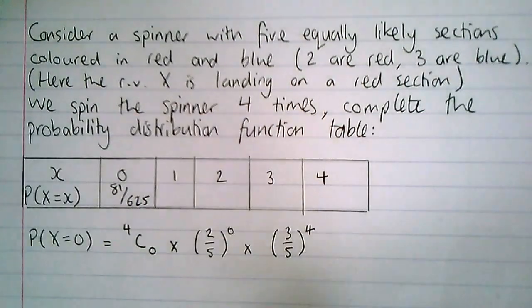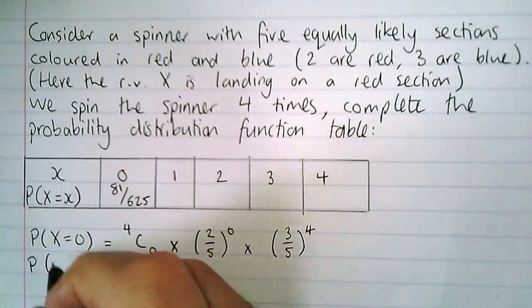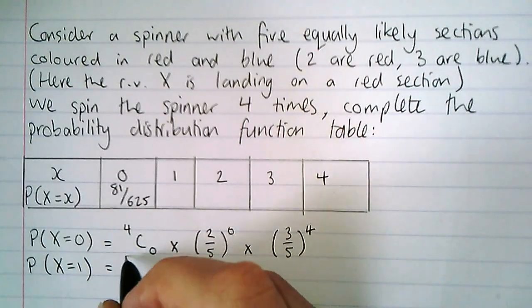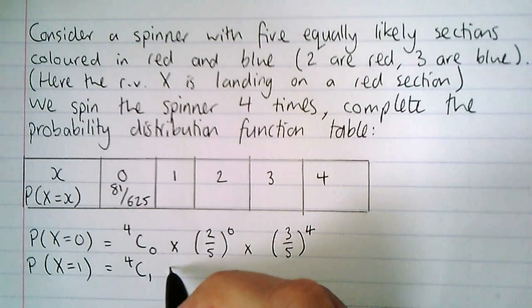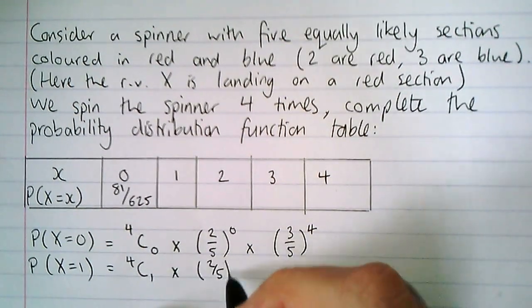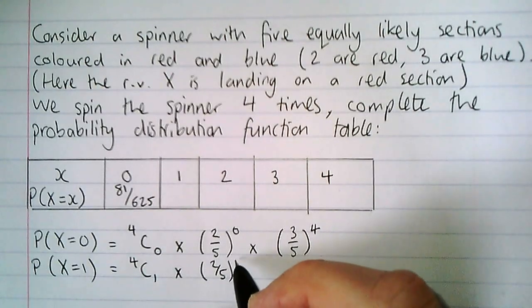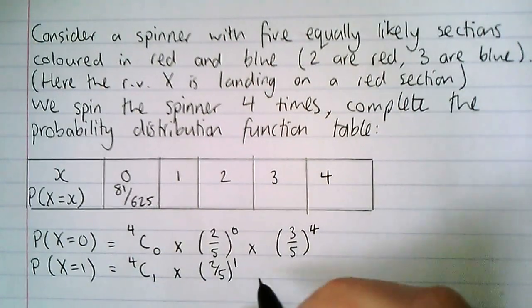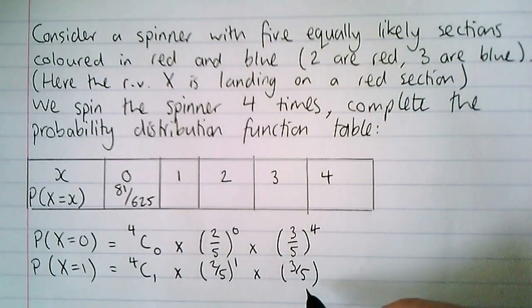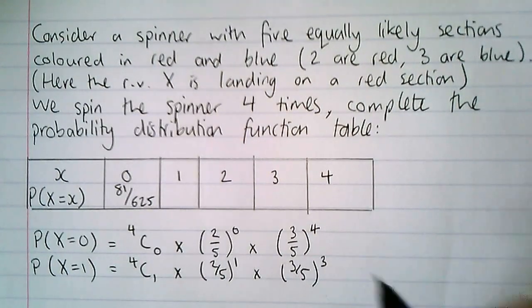Next one then. Probability that x equals 1. So it's going to be number of combinations. So that's 4, and I'm choosing 1. So 4 choose 1. And then it's going to be 2/5. So that's the probability of success, getting a red. How many successes do I want? I want 1. Multiplied by 3/5. That's the probability of failure, that's not getting a red. And how many do I want? I want 3 of those.